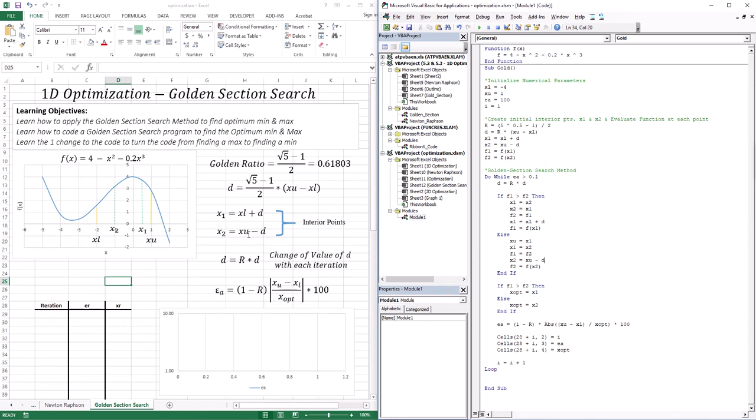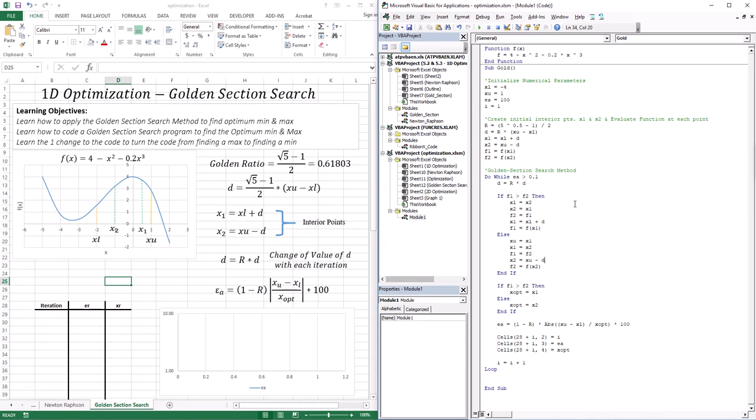So x2 here is the upper limit minus d. And again, d is the newly calculated one using the golden ratio. And after that, given that we got, say, an estimate for what the optimum is, we go ahead using this equation down here to get what the error is. So the error is defined as 1 minus the golden ratio, times the upper limit minus the lower limit, divided by the optimum that we defined, multiplied by 100 since we're dealing with percentage.